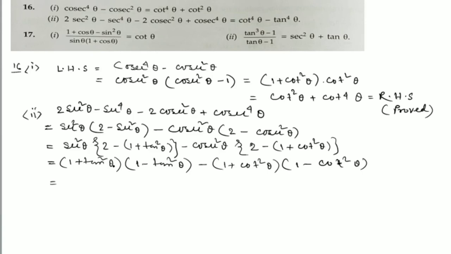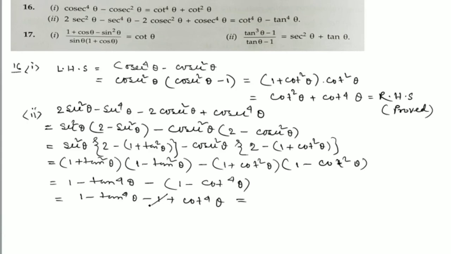Here it will be a plus b into a minus b, so it will be a square minus b square, that is 1 minus tan to the power 4 theta. Okay, similarly here 1 plus cot square theta into 1 minus cot square theta, it will be 1 minus cot to the power 4 theta. It will be what? 1 minus tan to the power 4 theta minus 1 plus cot to the power 4 theta. So, it will be cot to the power 4 theta minus tan to the power 4 theta. Okay. So, we have proved, and we can write it as right hand side.